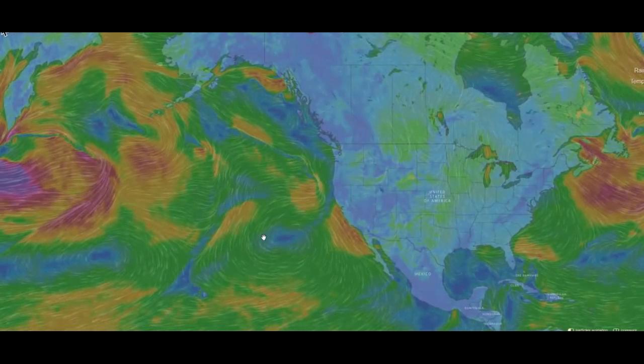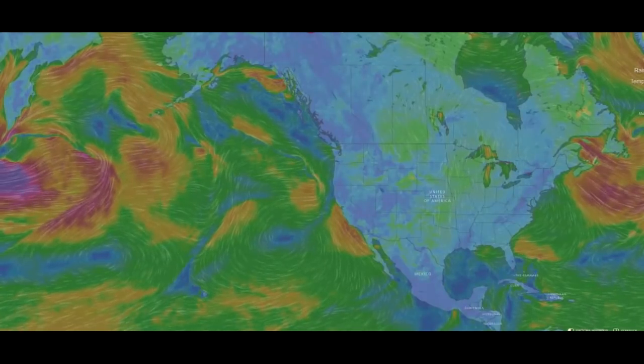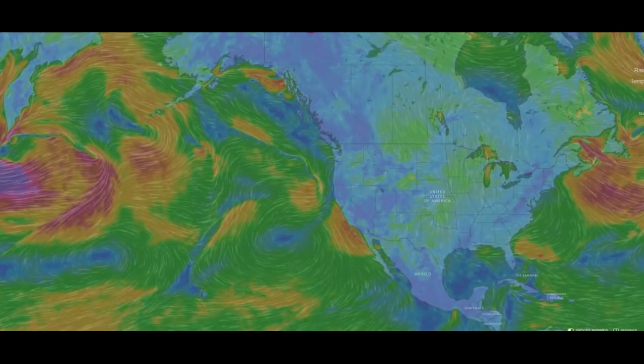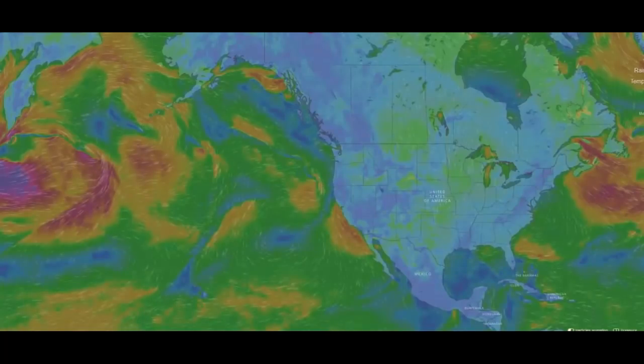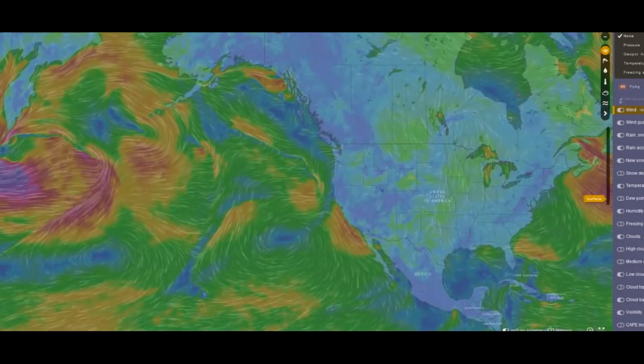Windy.com is a good interface. It does, as you can see here, the different satellites and everything. You can go CO2. Oh, I want to show you quick. I want to show you what the Earth looks like. It almost looks like it's burning.